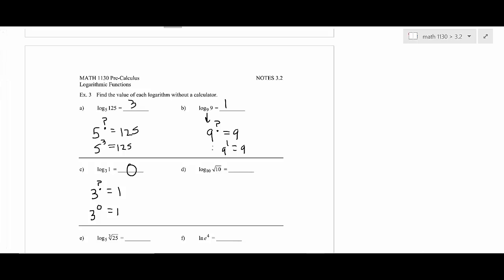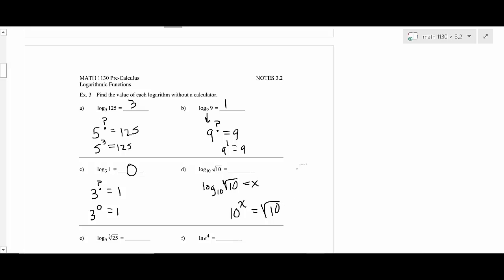Okay, now these get a little harder, and they start digging into your background a little bit. What this one is saying is this. Now, what I'm going to have you do on this is, when they start getting a little harder, I always recommend that you just set it equal to x to start with. And then we're going to write this in exponential form. So if you write this in exponential form, you would say 10 to the x is equal to the square root of 10. Okay, do you know what that is? A half. Good, it's a half.